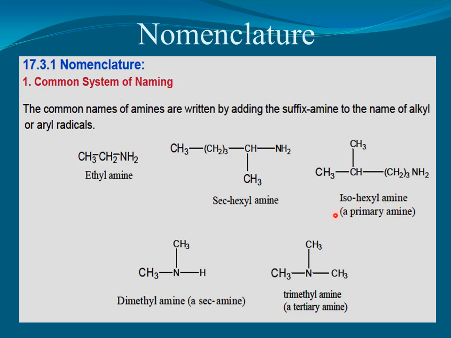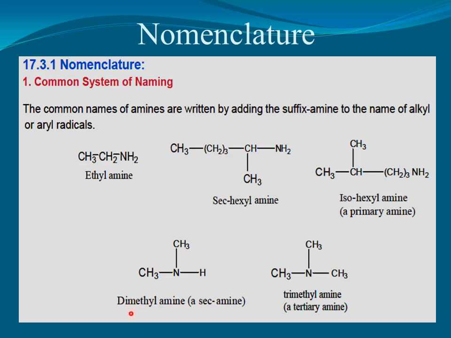Now students, it is also called a primary amine. Why? Because this nitrogen is directly attached to only one carbon atom. That is why it is called a primary amine. Here is an example of a secondary amine. Now what is a secondary amine? It is an amine in which the nitrogen is directly attached with 2 carbon atoms. That is why it is a secondary amine.